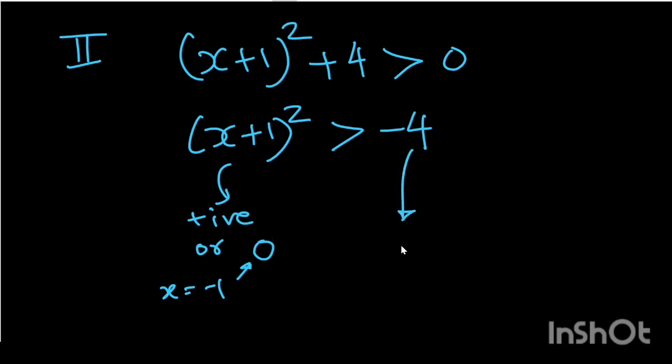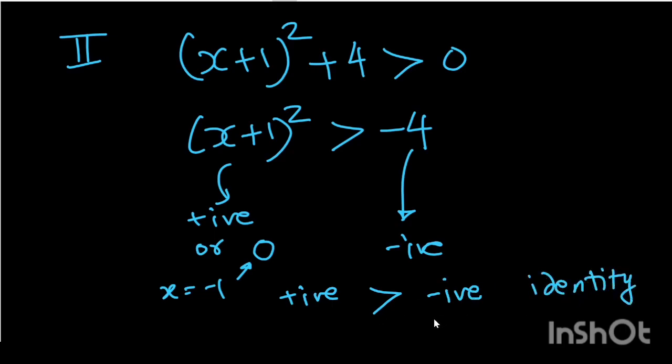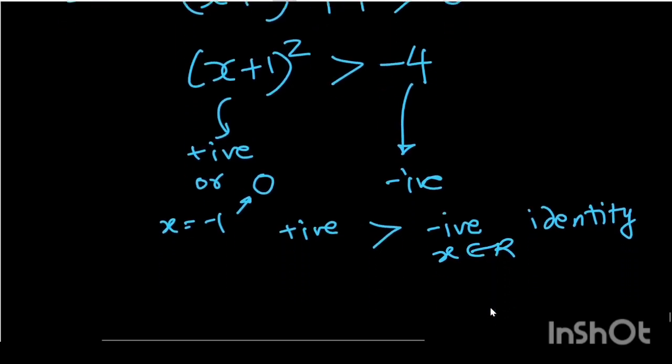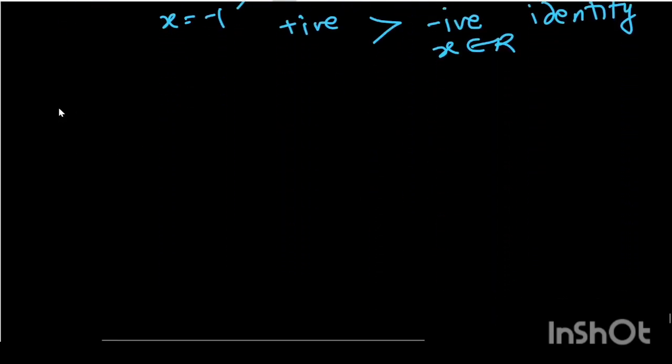The right hand side of this inequality is negative, minus 4 is negative. So overall the situation is that the left hand side is positive, then this greater sign, and the right hand side is a fixed negative value, minus 4, so which is also an identity, guys. So again this holds for x belongs to R. So the answer is x belongs to R.